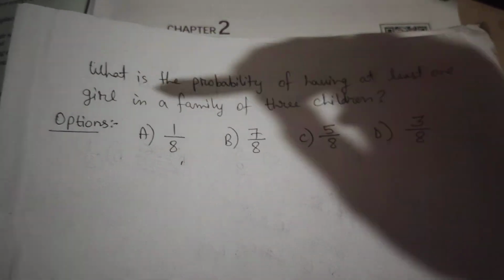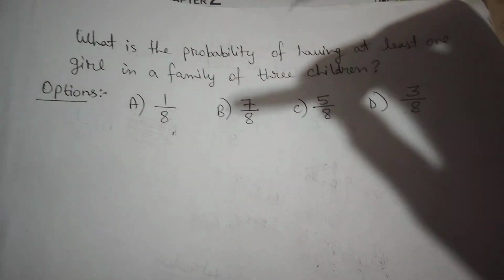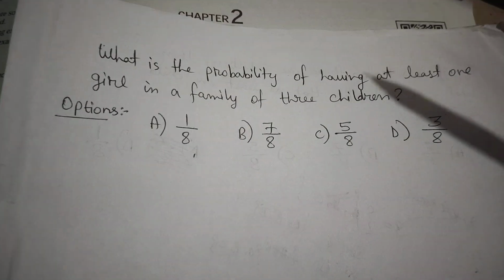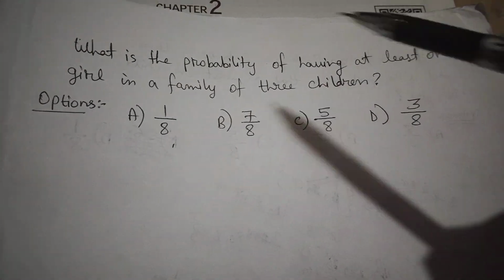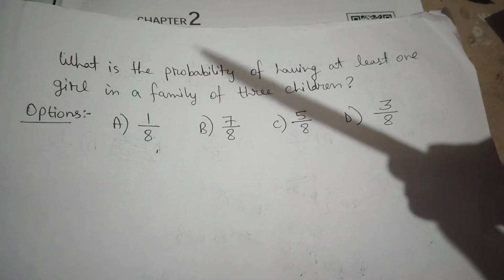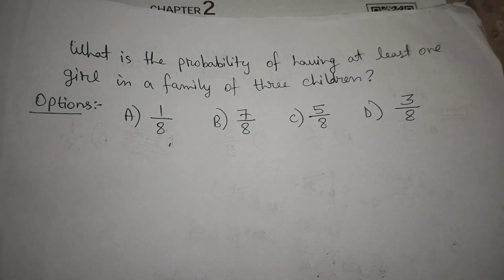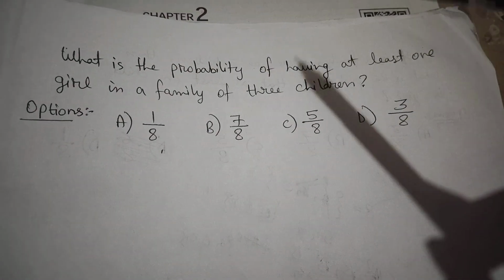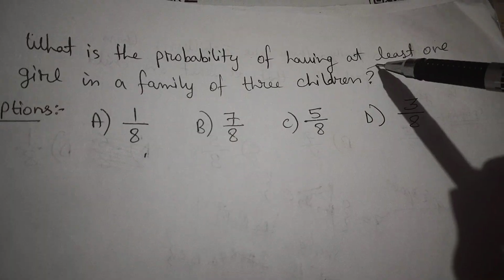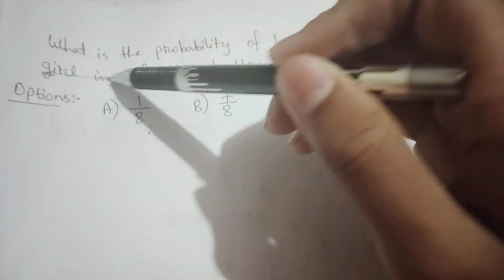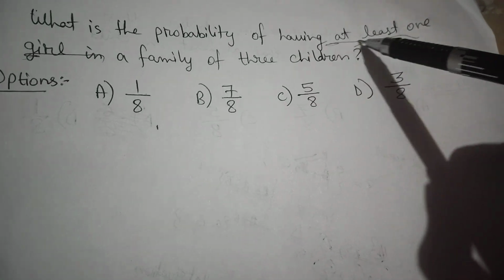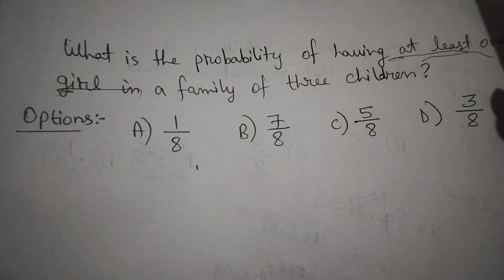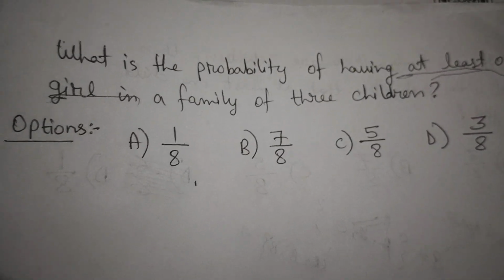You probably might have just read it and even answered. Some of you might have answered by now. So what's the question here? It is asking what is the probability of having at least one girl in a family of 3 children. Remember, the one girl thing here, at least one girl, at least one girl. This phrase is very important. This is going to be the crux of the question.